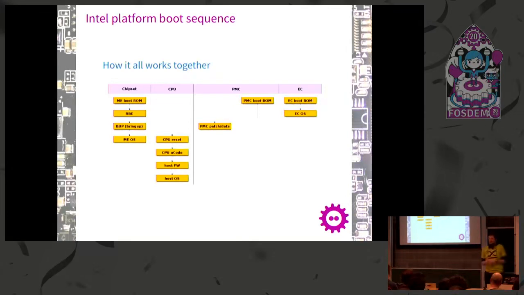I see some nodding in the room. So yeah, if you keep looking into firmware, you might come across this also.